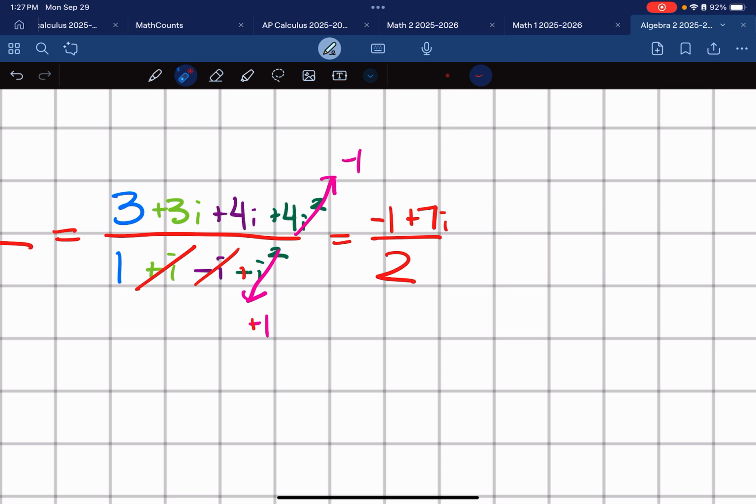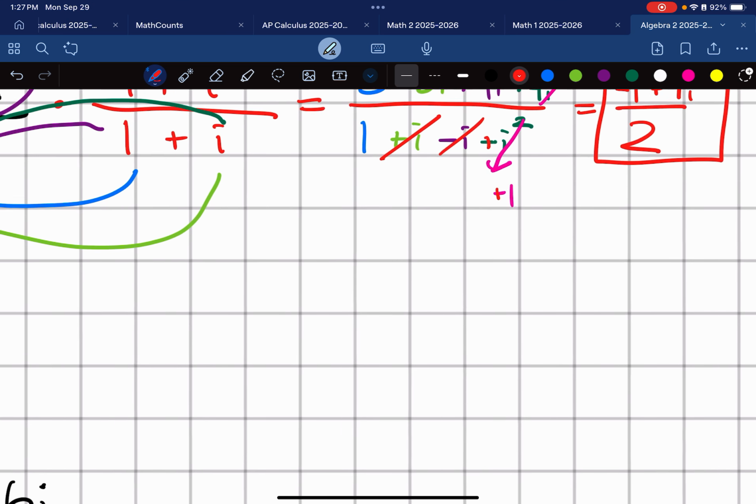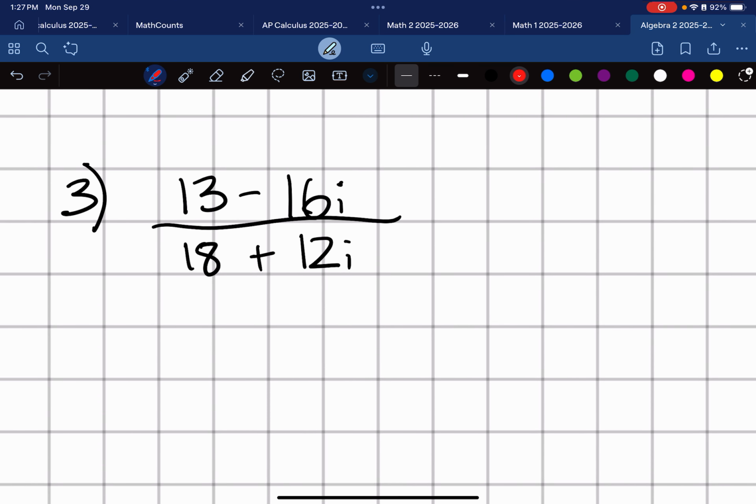I just want to check really quickly. Can I divide the bottom by 2? Yes. Can I divide the top by 2? No. Okay, those are odd terms. So I can't simplify this fraction at all, and I can just box my final answer. Let's move on to the hardest of all of them. This is how we ended our day today.